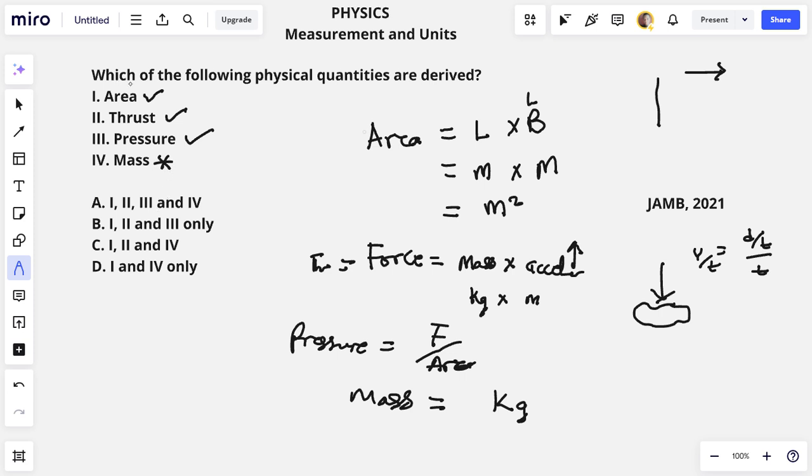So the question says, which of the following physical quantities are derived? That means the first one is derived, the second one is derived, the third one is derived, the fourth one is a fundamental quantity, not derived. So our option will be I, II and III only, which coincides with option B. Thank you.